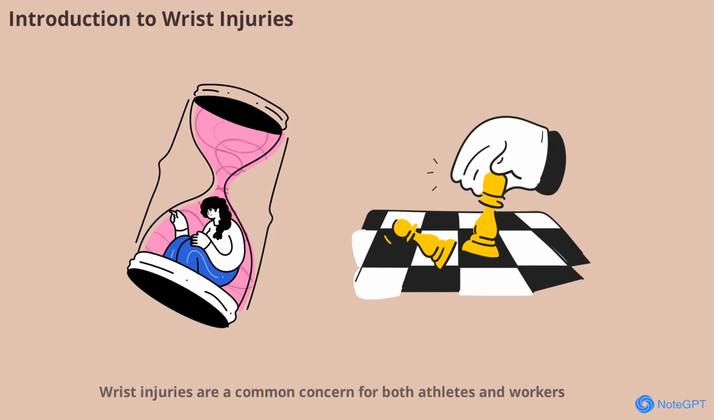Wrist injuries are a common concern for both athletes and workers, often resulting from trauma or repetitive overuse. These injuries can affect bones and tendons, leading to pain, reduced function, and sometimes long-term disability if not diagnosed and treated promptly. Understanding the mechanisms, symptoms, and imaging findings of wrist injuries is crucial for effective management.